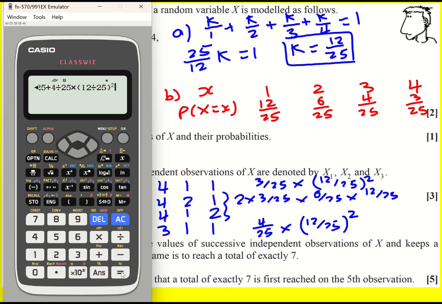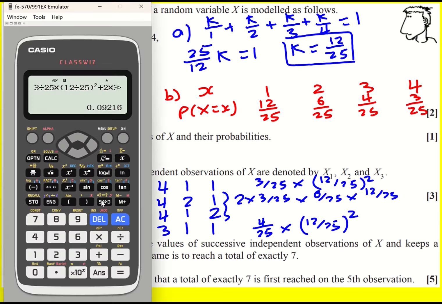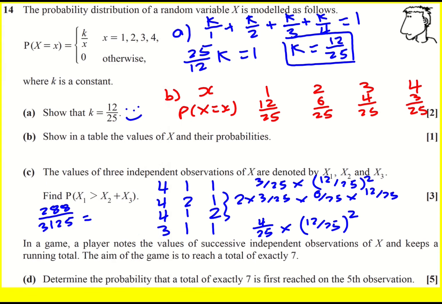There we go. So 288 over 3125. It doesn't mean an awful lot, so I quite like, even though that is an exact answer, to just write it as a decimal as well. We could round it to 3 significant figures, or maybe we just leave it exact in this case. 0.09216. Nice.